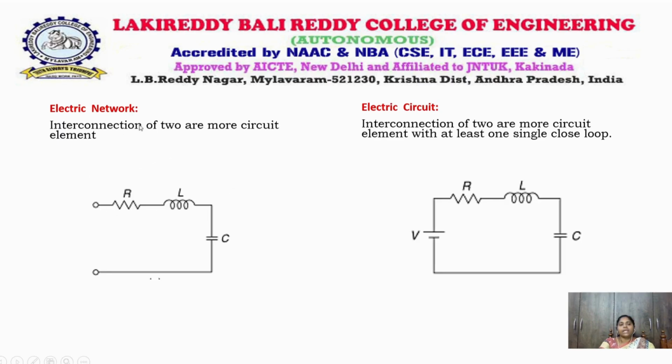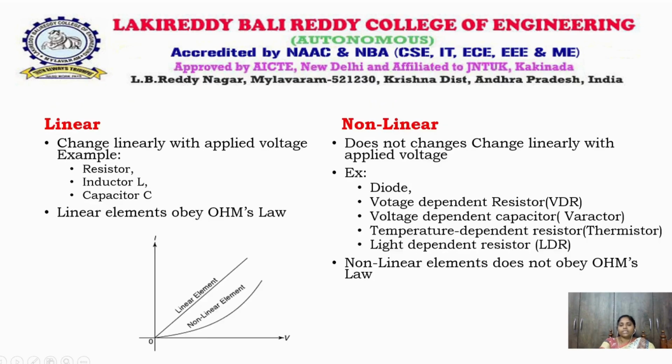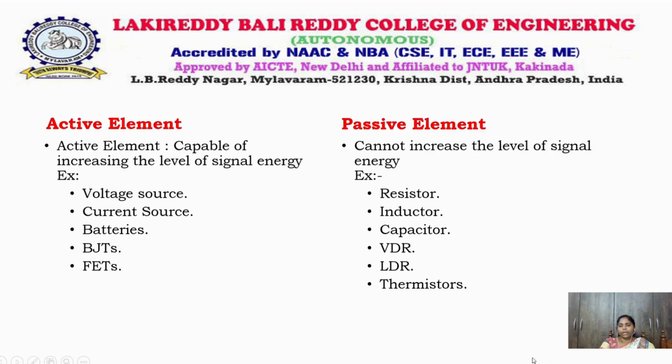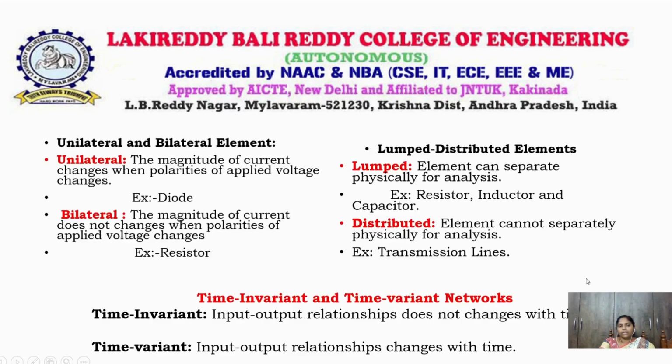Next one is the interconnection of two or more elements. For example, a network can be a combination of different elements like this, but it may not require a closed path. But an electric circuit must have a closed path. So a circuit is an interconnection of two or more circuit elements with at least one single closed loop. These are the basic elements required for our representation.